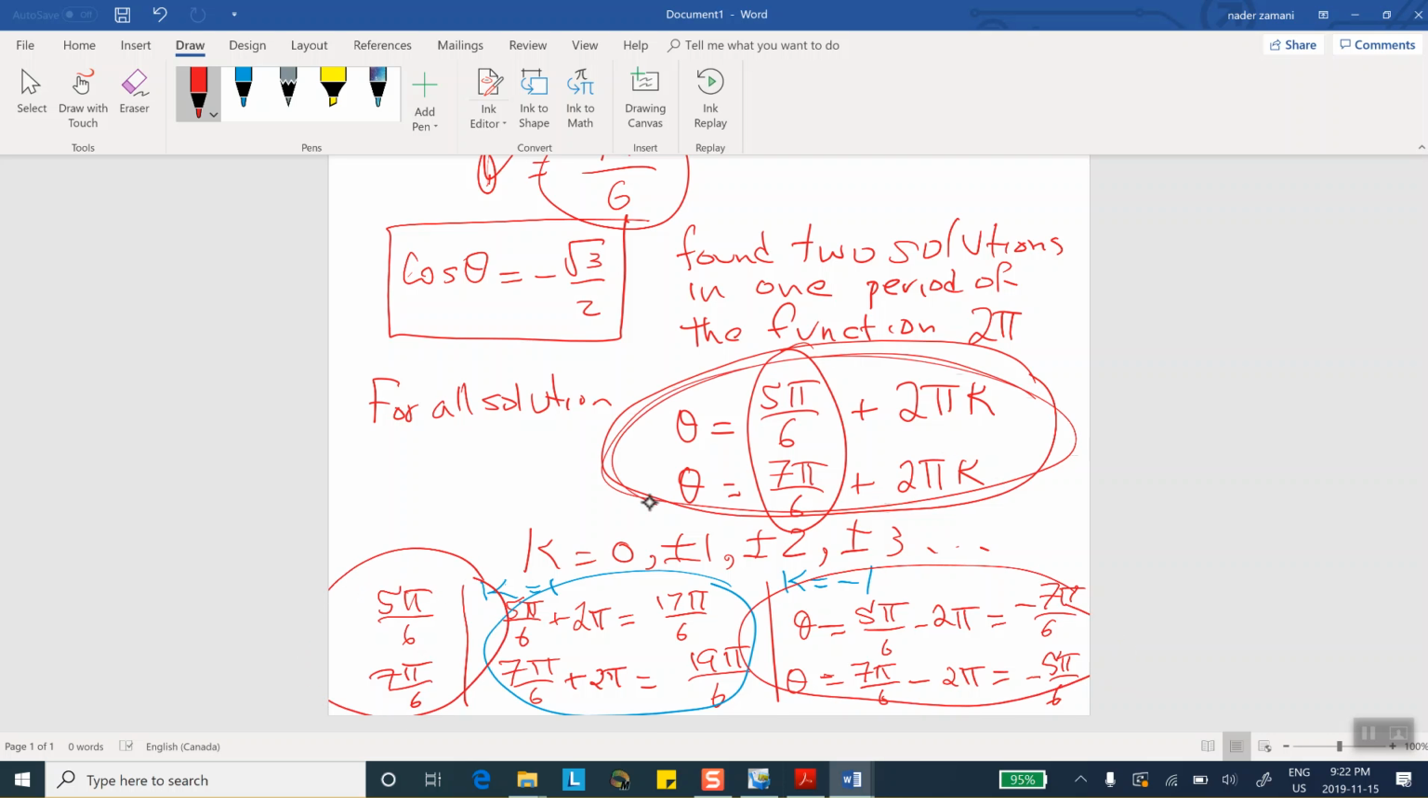I found all solutions. If it says all solutions, you need to have a k in there with different values of the integer, and specific solutions can be obtained from setting k equal to different values. Okay, so let's go to the next problem.